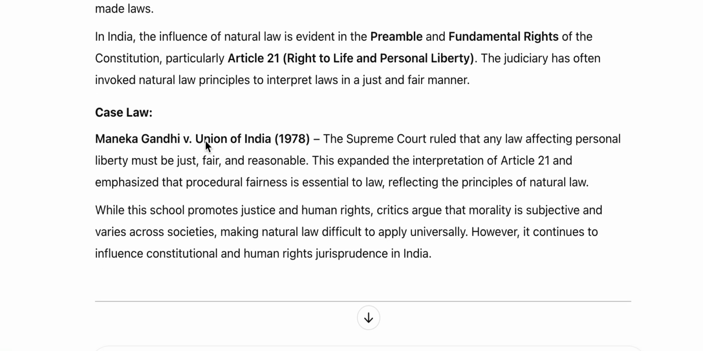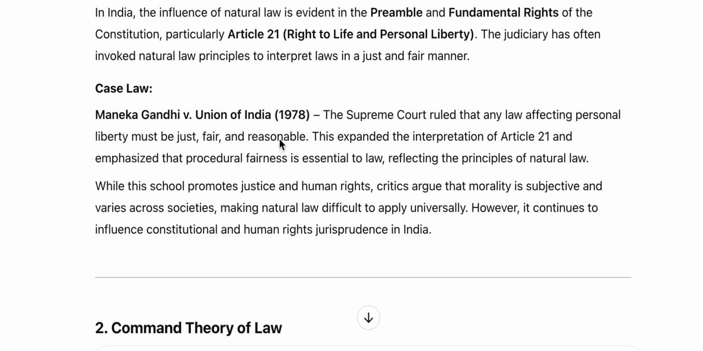For example, in Maneka Gandhi versus Union of India, the Supreme Court ruled that any law affecting personal liberty must be just, fair, and reasonable. With this explanation, they expanded the interpretation of Article 21 and emphasized that procedural fairness is essential to law, reflecting the principles of natural law.